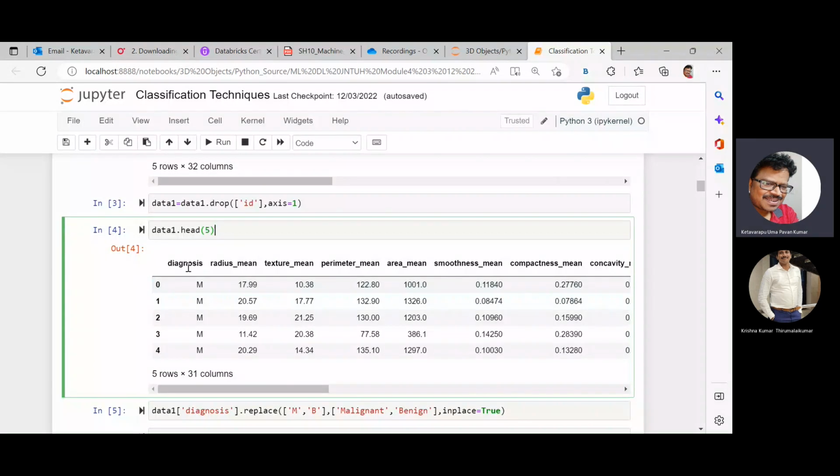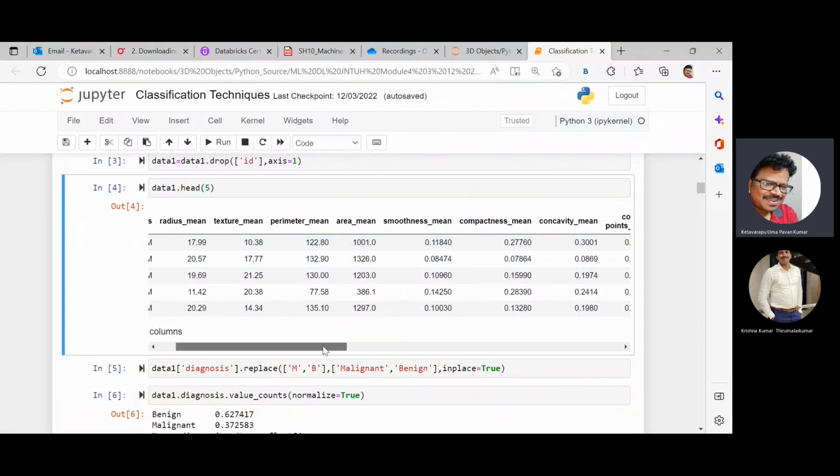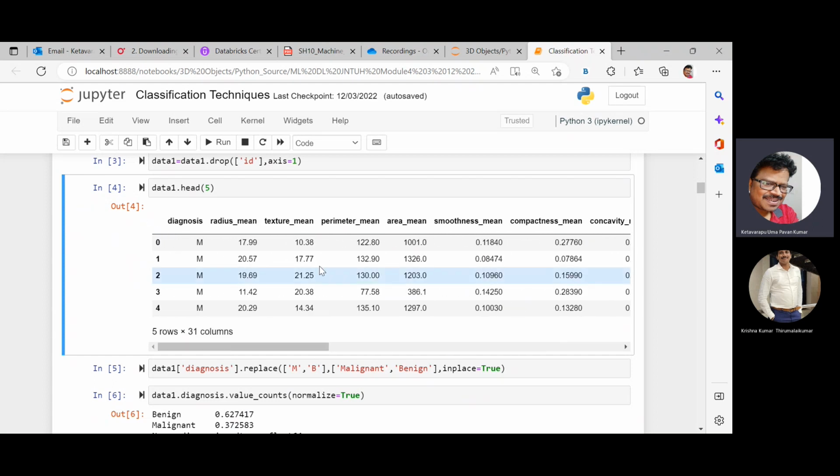And then you can see what exactly the data is. We are not subject matter experts in the medical domain, so we can see these things as they are.